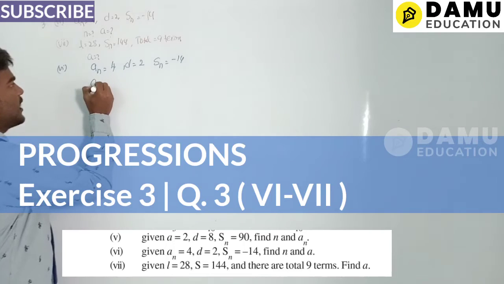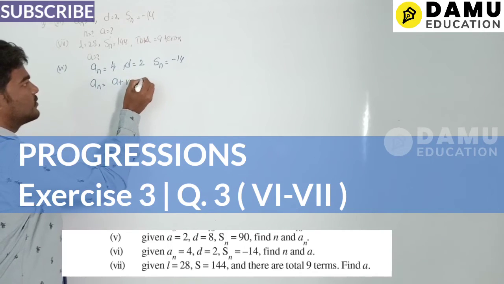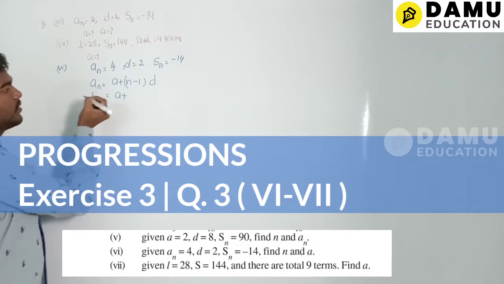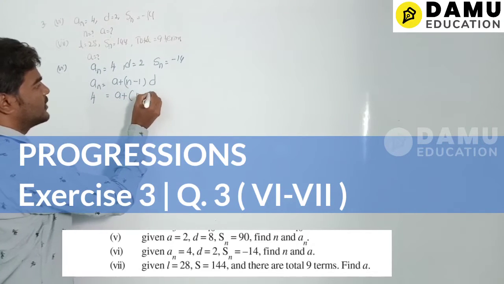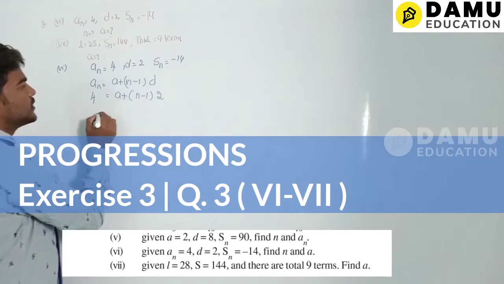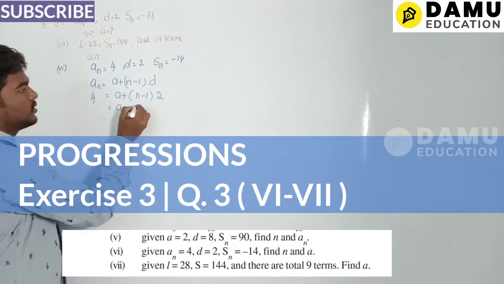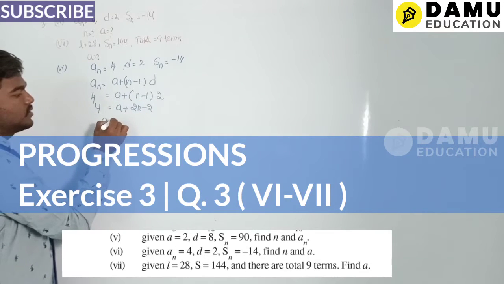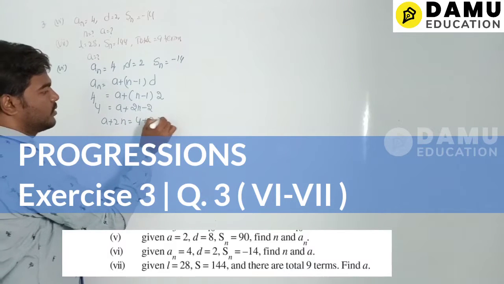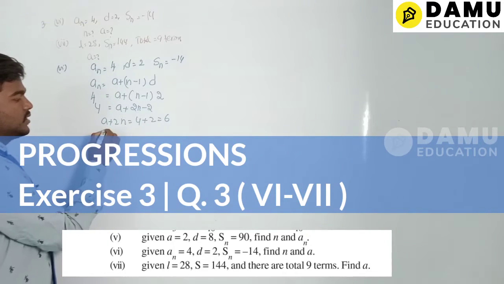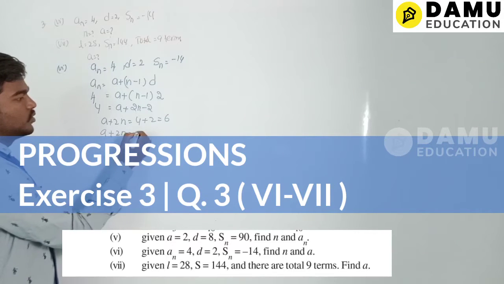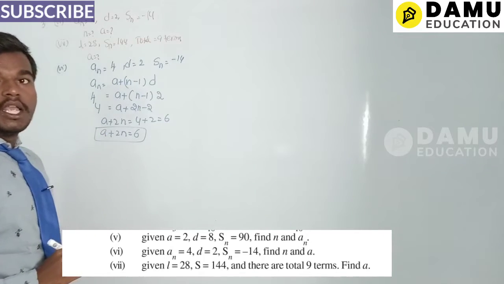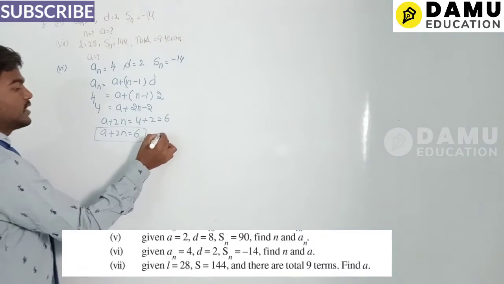So nth term means an will be equal to a plus n minus 1 into d. So a we keep as it is, the nth term will be 4, plus n minus 1 keep as it is, d will be equal to 2. So what value can we take here? a plus 2n minus 2. So we multiply, and 4. So a plus 2n will be equal to 4 plus 2, which is 6. So a plus 2n will be equal to 6. Let's keep it as it is. So this is equation 1.